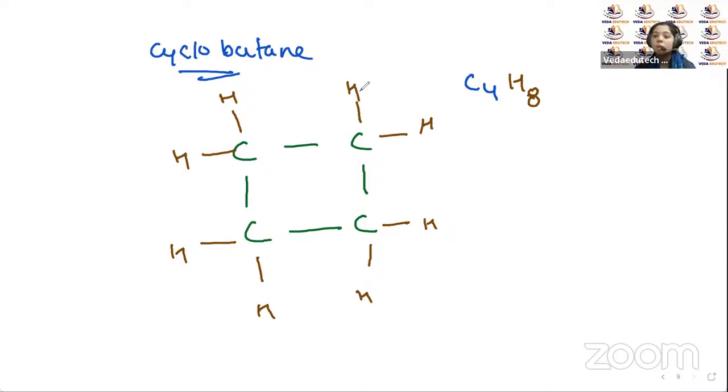So today we discussed about homologous series, then allotropes of carbon, and then the last topic was hydrocarbons. So that's all for today. In the next class, we are going to start with functional groups. Hope you understood till here.